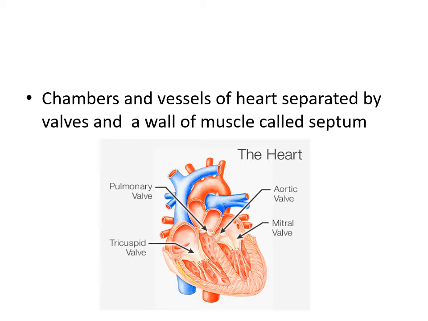So the chambers and vessels of heart is separated by valves and a wall of muscle called the septum. So if you look at here, these are the valves: tricuspid valve and the mitral valve or the bicuspid valve. And here in the pulmonary artery you can see the pulmonary valve, and in the aorta you can see the aortic valve. So these are the 4 valves that are present in the heart, and it is again the heart is divided by the septum.